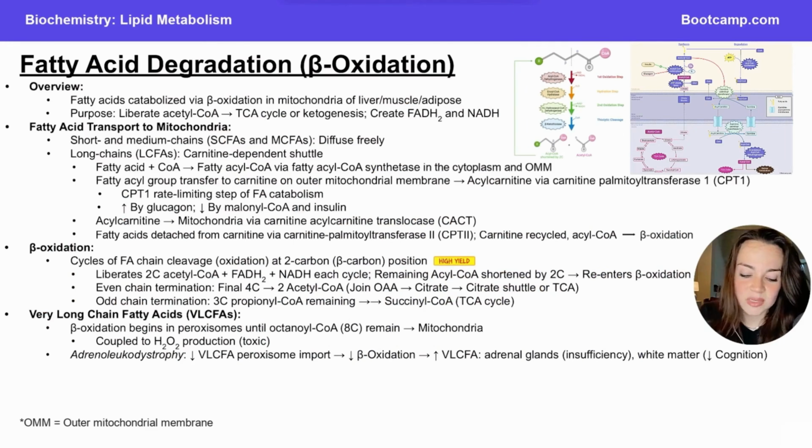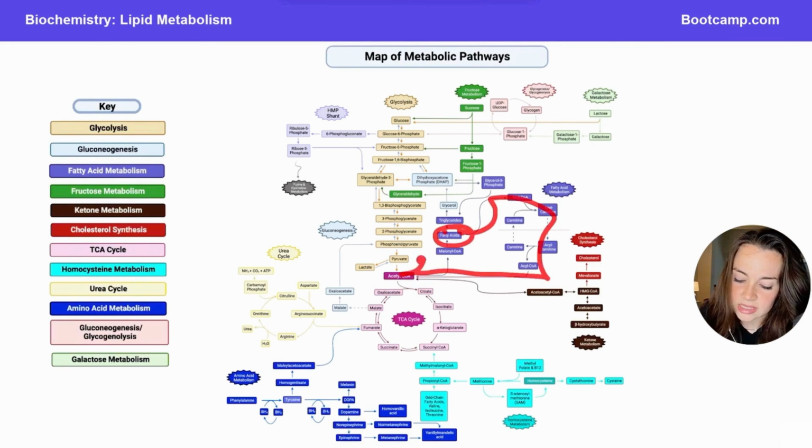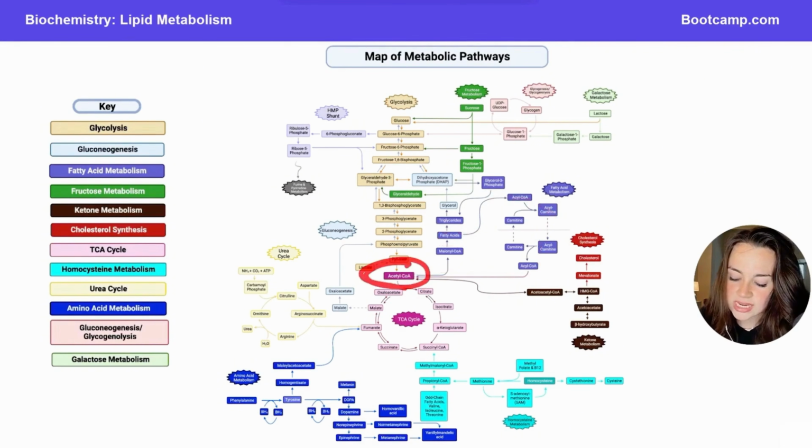So fatty acids will be catabolized via beta oxidation in the mitochondria of the liver and in the muscle and the adipose tissue. And the byproduct of the beta oxidation process is acetyl CoA. And if you take a look at our metabolism map, you'll see our old friend acetyl CoA right here at the center. By turning fatty acids into acetyl CoA, we are creating an energy source that can feed either into the TCA cycle for energy or into the ketone metabolism pathway.